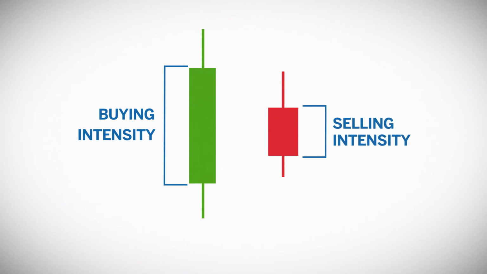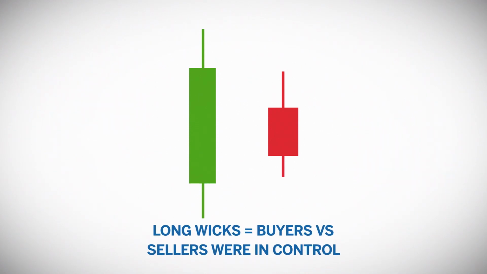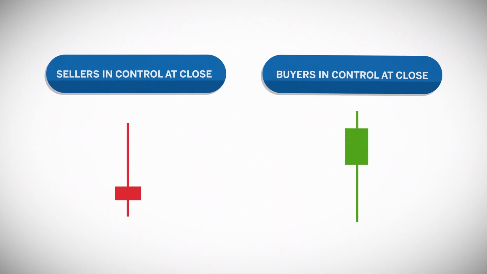A short body means that the opening and closing prices were very similar, meaning that there was not much strength to price action. Secondly, the size of the wick relative to the body is important. A candle with a short or no wick means that price action was strong into the close, and either buyers, represented with a green candlestick, or sellers, represented as a red candlestick, were in control for the entire period. If the wicks are long, then there was a large range of prices traded, and buyers and sellers were both in control.